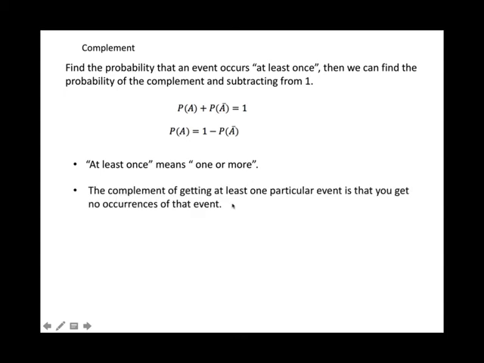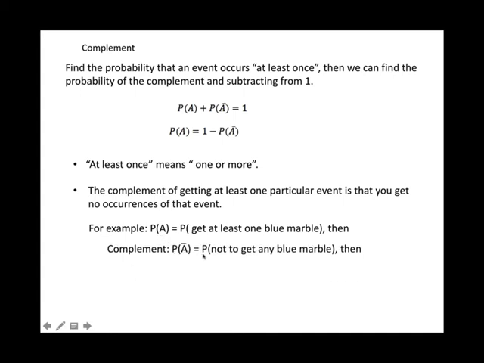And the complement of getting at least one particular event is that you get no occurrence of the event. So for example, if I let probability of A, my A means get at least one blue marble. So what is the complement for the A in here? That will be not to get any blue marble. So this is gonna be the complement. At least once, the complement of it will be not to get any blue marble.